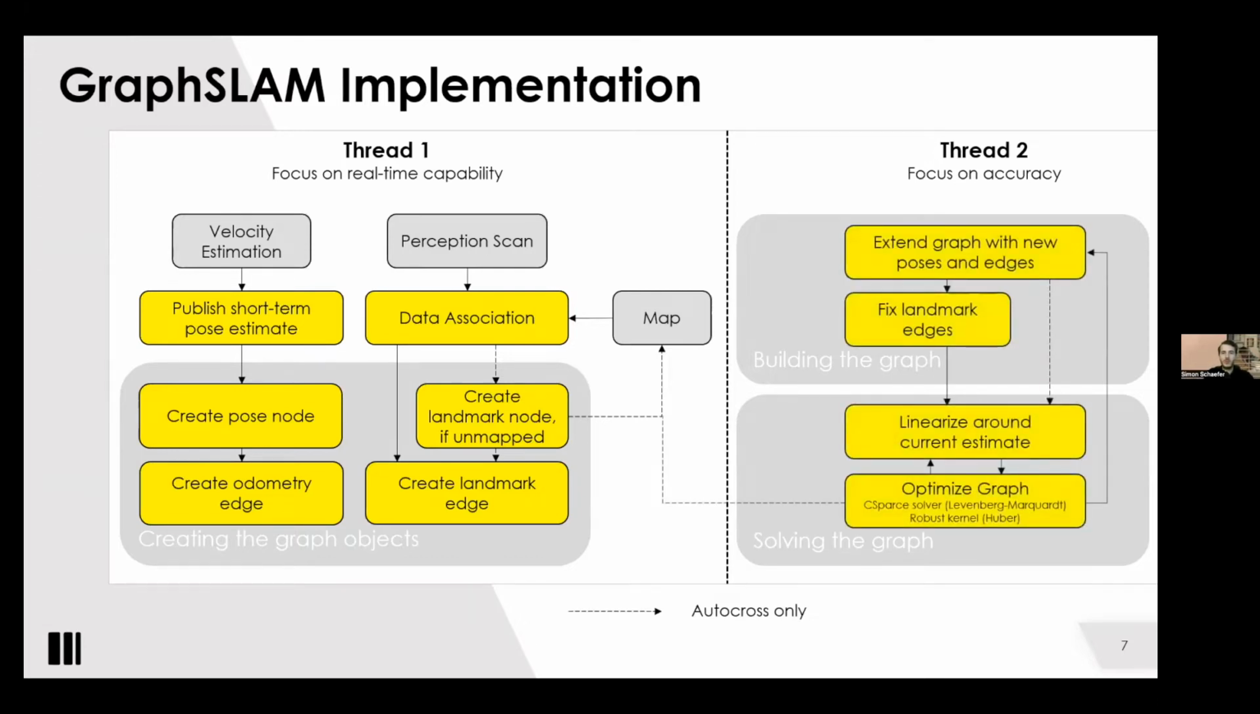In the second thread, which is running as fast as it can, but is still a lot slower than the first thread on the left-hand side, you feed these poses and edges into a graph, you linearize around the current estimate, and you optimize this graph. So the pose that is at first only made up of velocity estimation is then corrected using the perception scan.